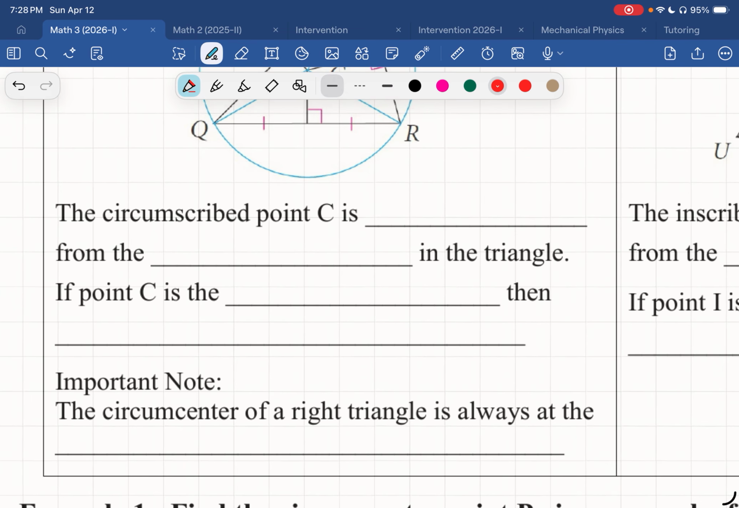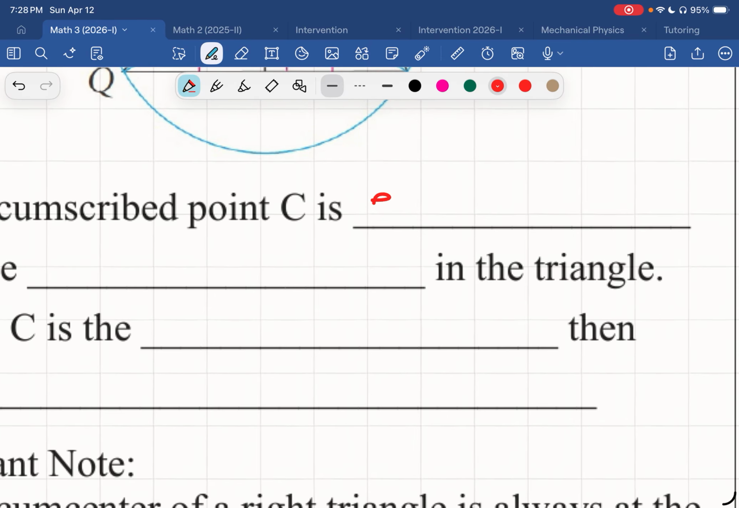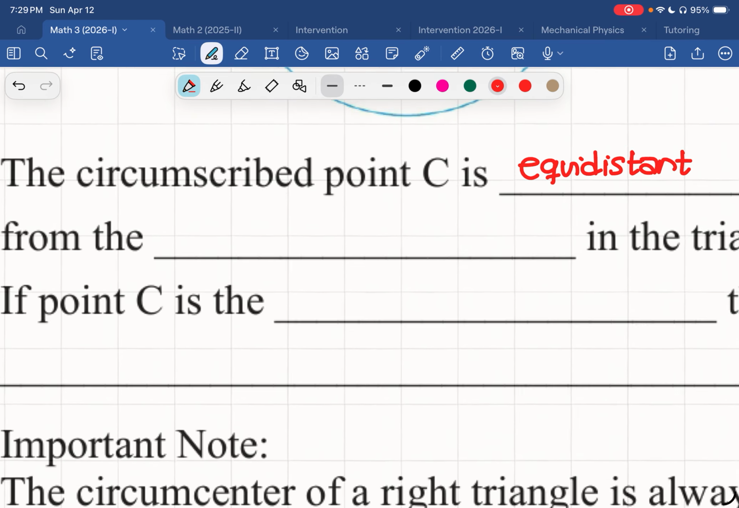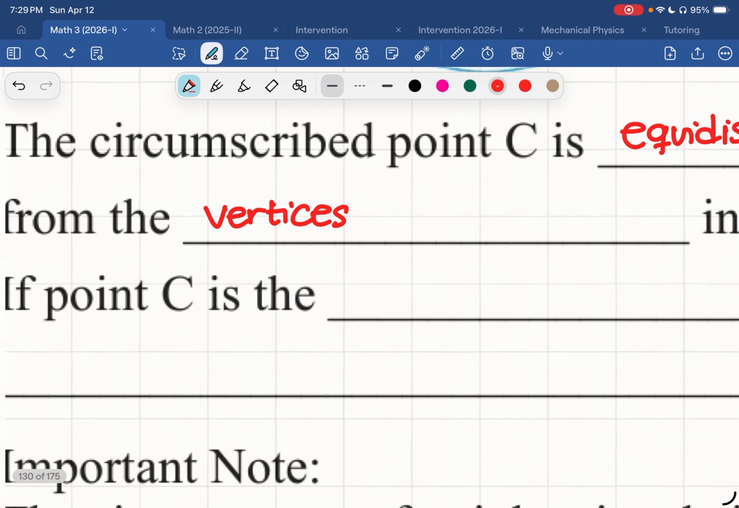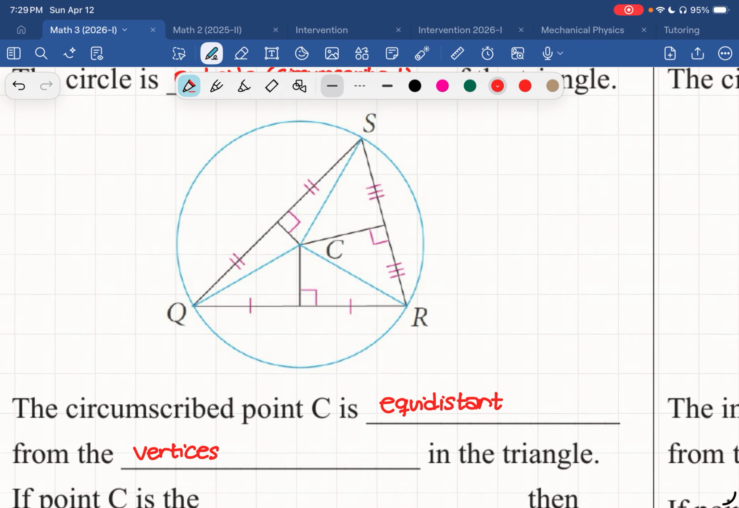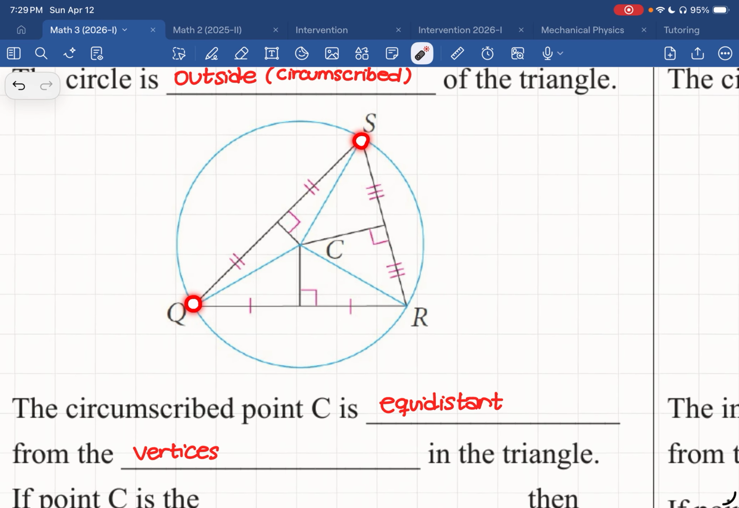It says the circumscribed point C is equidistant from the vertices in the triangle. What do I mean by vertices? The vertices of a triangle are this one, this one, and this one. Every triangle has three vertices, okay? So we can say that this point over here is equidistant from this, and from this. This distance and this distance are exactly the same, okay?